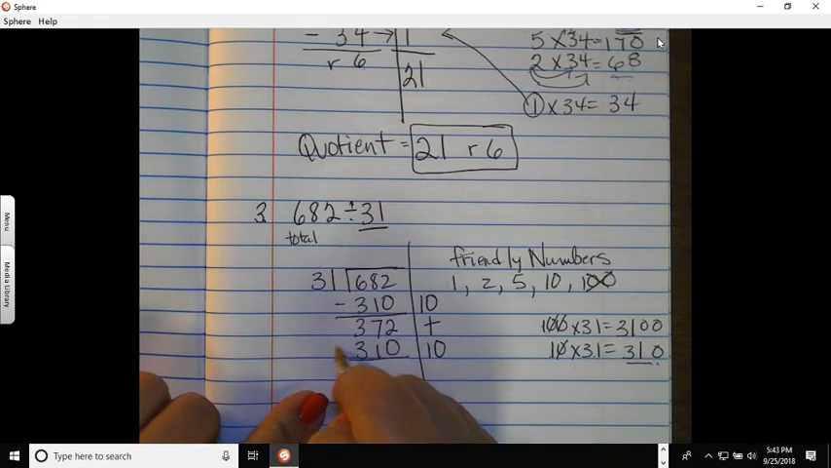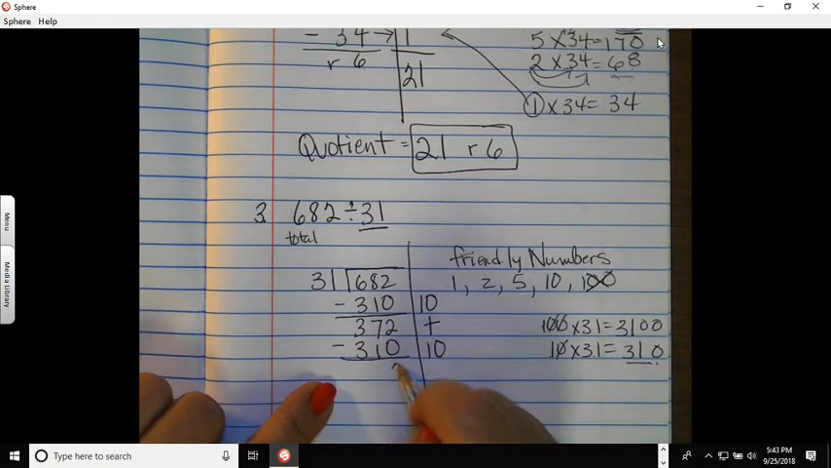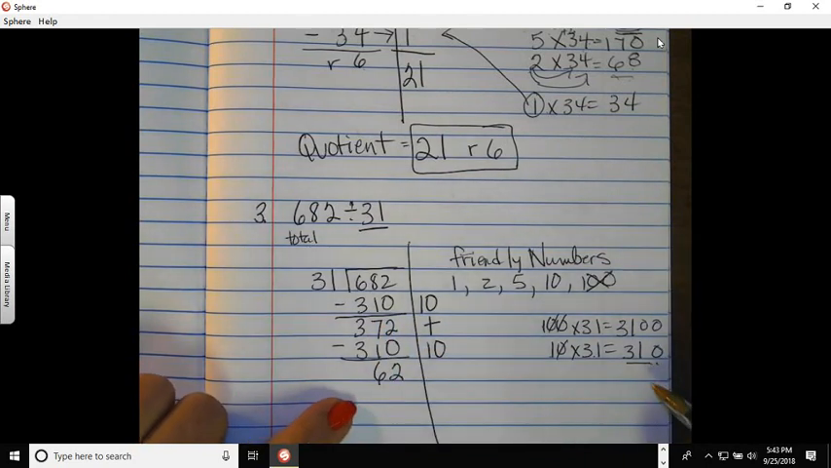So now I'm going to subtract that out. 2 minus 0 is 2. 7 minus 1 is 6. Okay. Can I keep going? Take another group? 10 groups? Nope. I'm done.